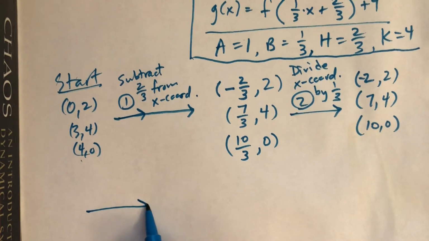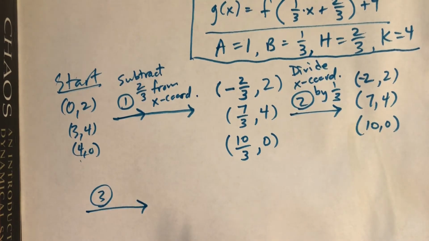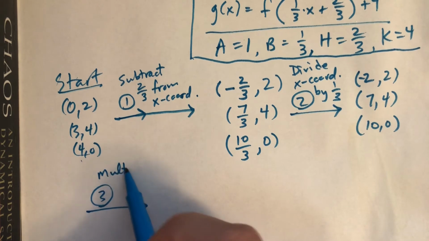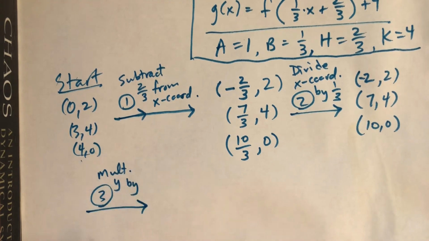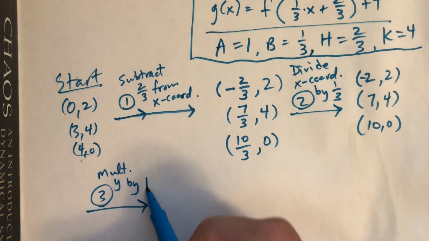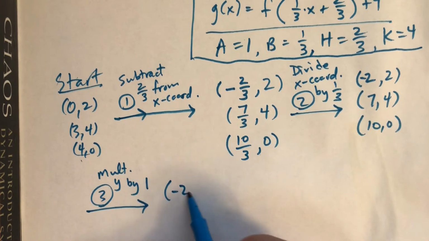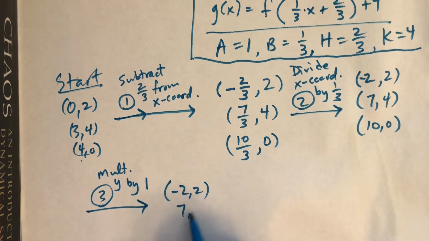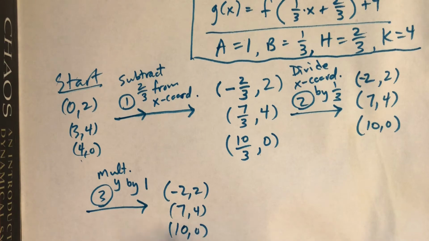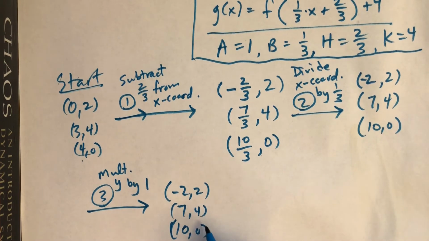So the third step, we are going to multiply the y coordinates by whatever a is. Well, a is 1, so multiply by 1. So nothing's going to change here. -2, 2, 7, 4, 10, 0. Okay, so nothing changed there.